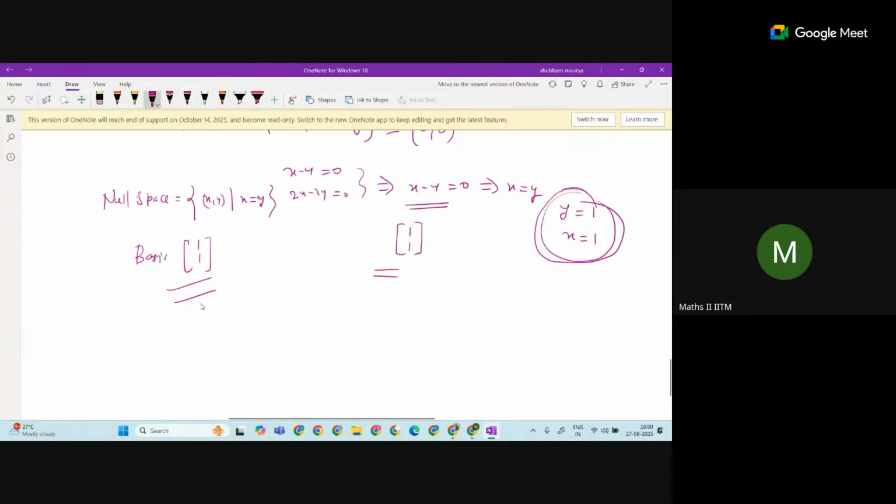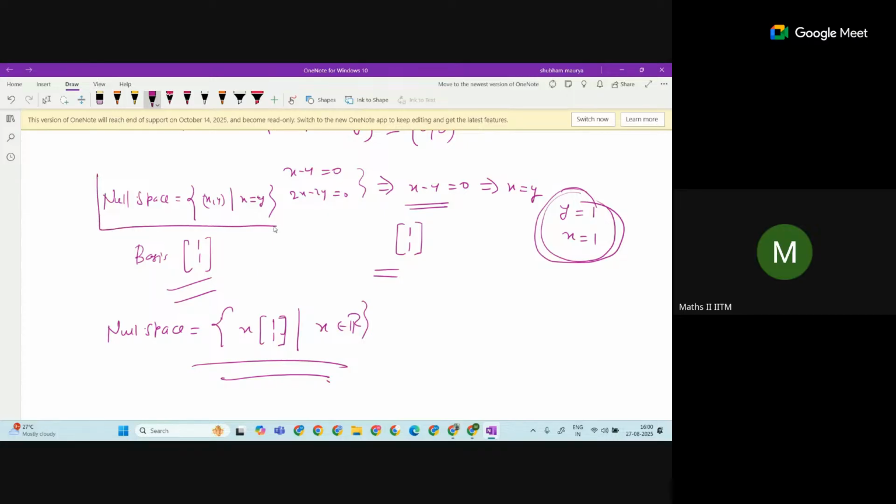Or in a different way, if somebody says to write it in basis form, the null space is nothing but c times, or x times, (1, 1), where x belongs to R. This is written in span form. So there are so many ways to represent a null space. This is your null space generally in xy form, and this is your basis.